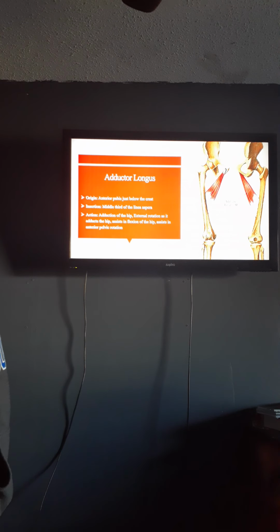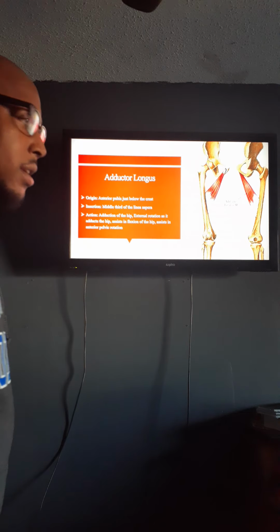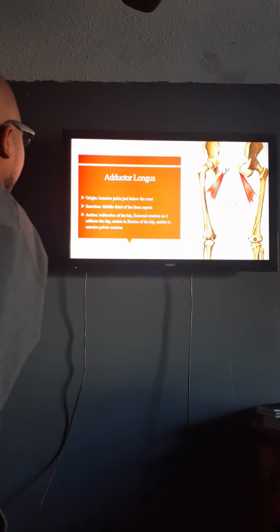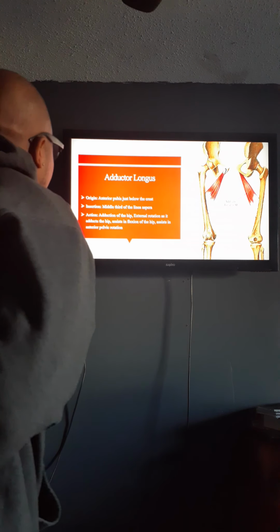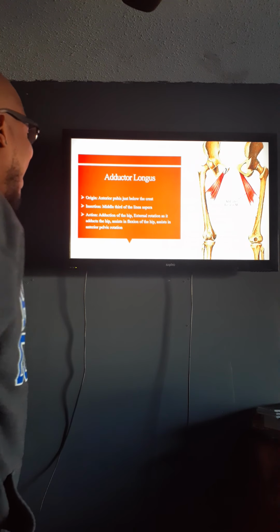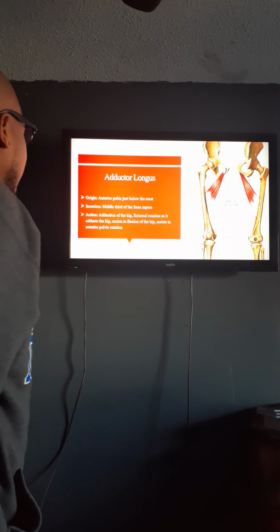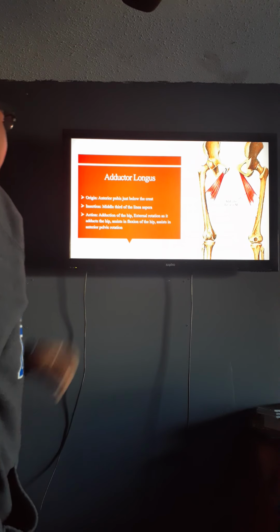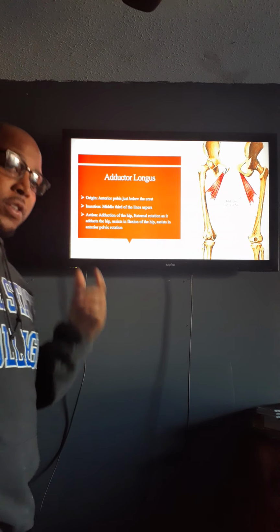All right, so let's get to the adductor longus. Origin is the anterior pubis, just below the crest. Insertion is the middle third of the linea aspera. I told you I'm working on it. Action is adduction of the hip, external rotation as it adducts the hip, an assist in flexion of the hip, and an assist in anterior pelvic rotation.